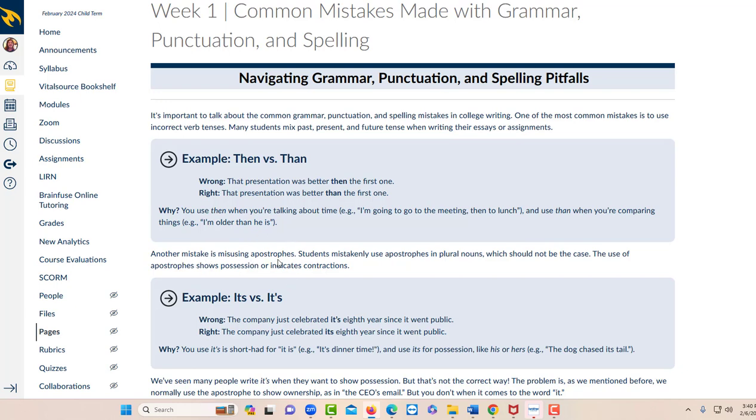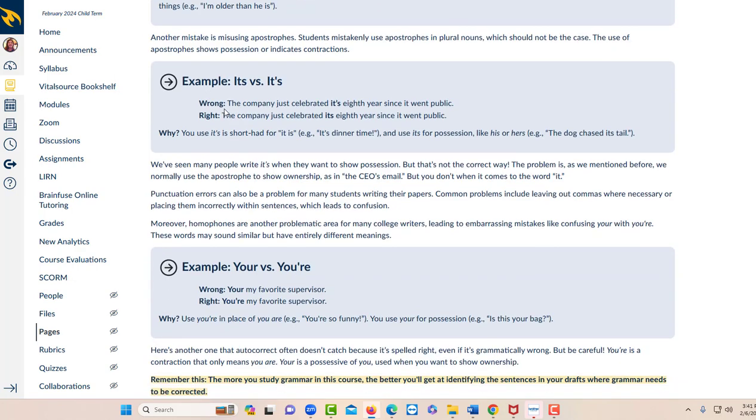Another mistake is misusing apostrophes. Students mistakenly use apostrophes in plural nouns, which should not be the case. The use of apostrophes shows possession or indicates contraction. Example: "The company just celebrated it's 8th year since it went public." That's wrong, because here you don't need an apostrophe. Instead, you would say, the company just celebrated its 8th year since it went public.